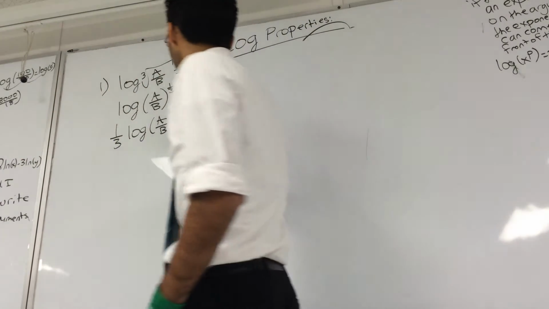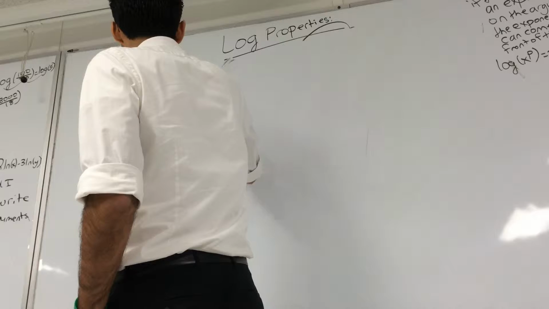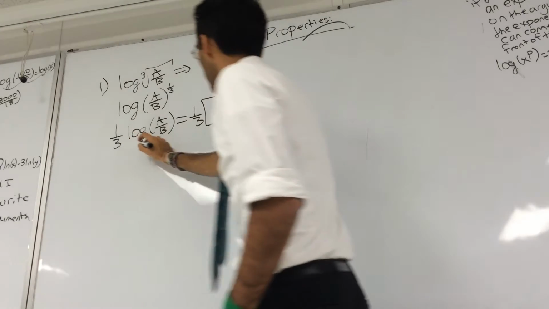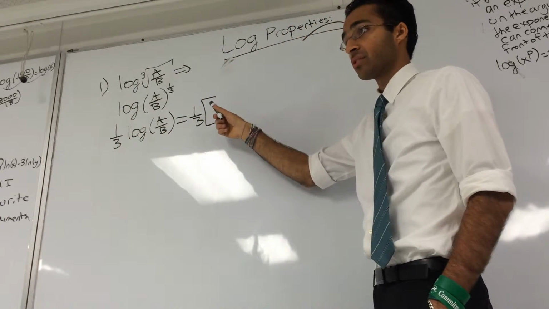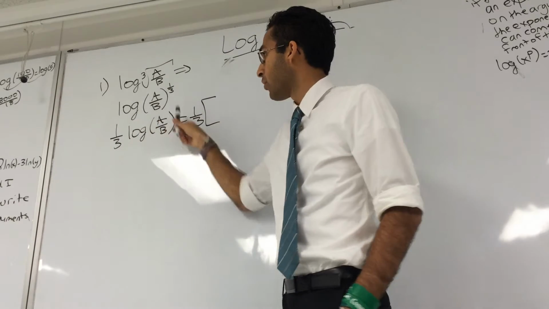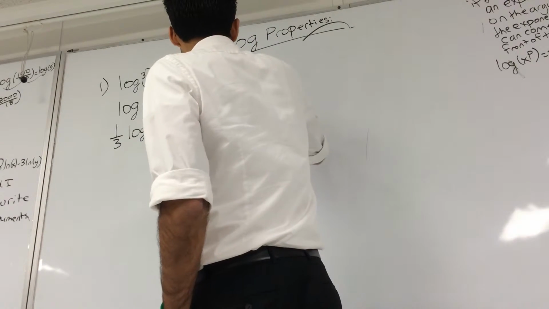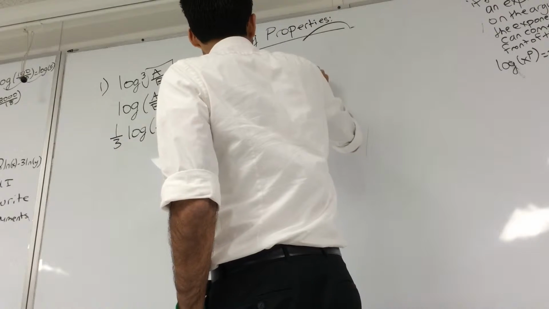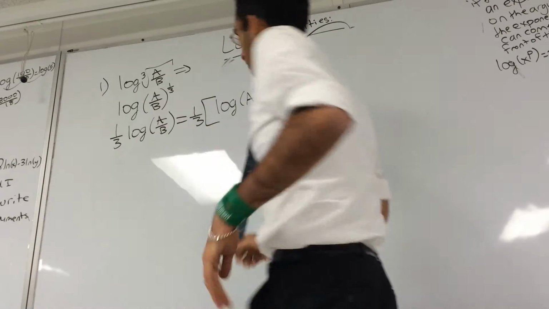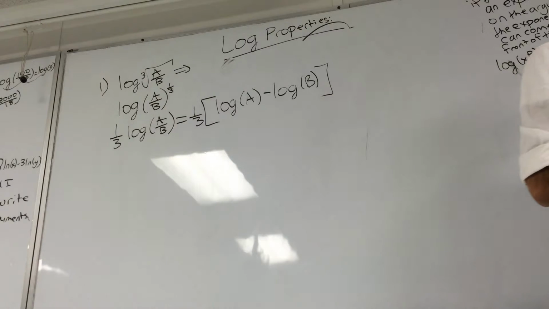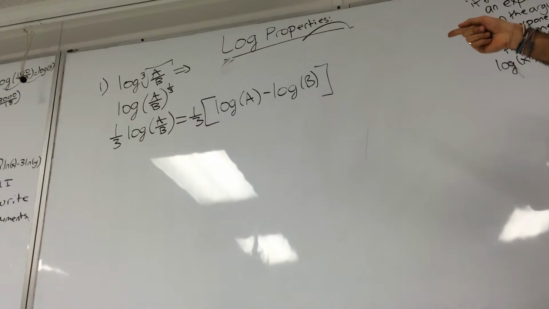So we're going to do the following. We got 1/3. That's multiplied by the whole thing. So I'm going to put brackets, because the 1/3 is multiplied by the whole thing. And what do I have? I have log of A minus log B. That's all we need.